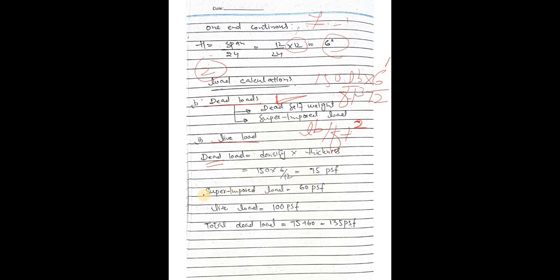Superimposed dead load means the extra dead load which is acting on your slab. For example, your slab has, let's suppose, 3 inch mortar and 1.5 inch of marble. So you can calculate this load as, for example, the density of mortar is 140 multiplied by its thickness. Similarly, the density of marble is 150 multiplied by 1.5 divided by 12. Add these two loads, so it is approximately 60 pounds per square foot. So you can calculate according to your condition.